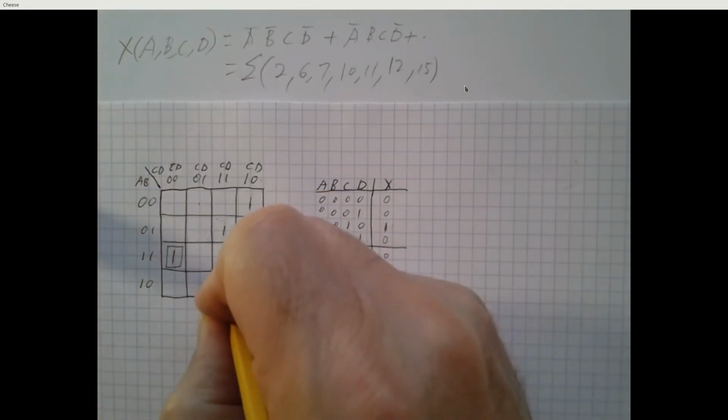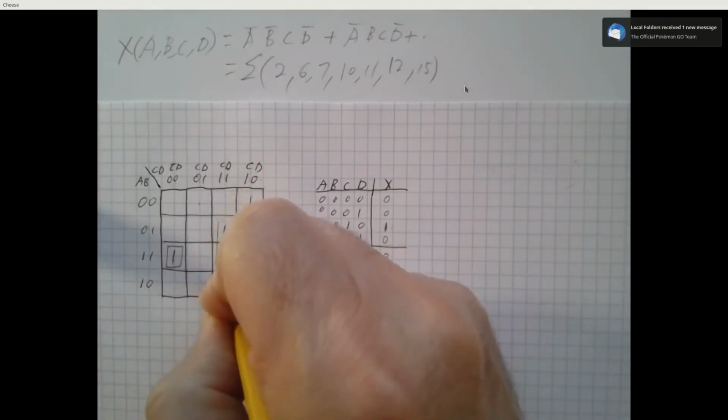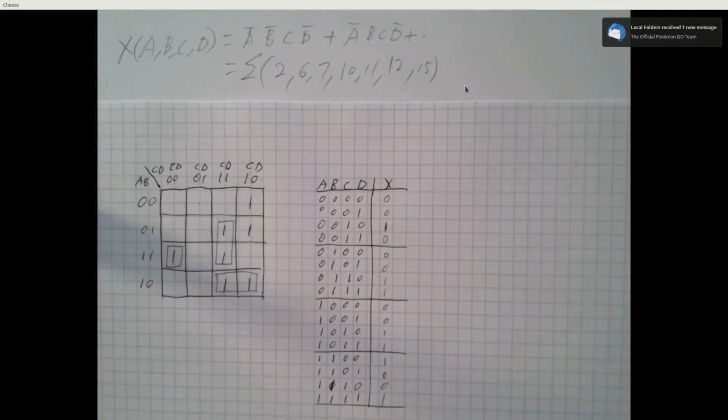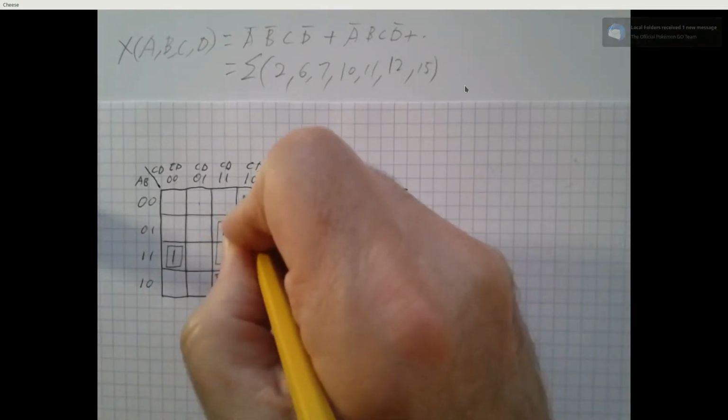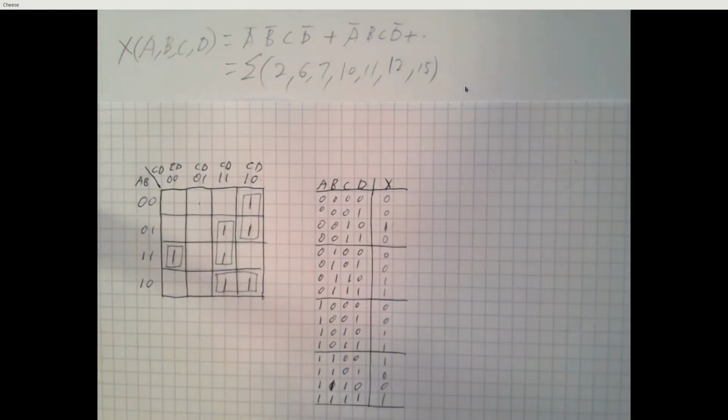Okay, same thing up here. I can cover this one and this one together with a single rectangle. And then in fact I can cover these two with a single rectangle. And now I have a perfectly good covering. Okay, it satisfies all the requirements.